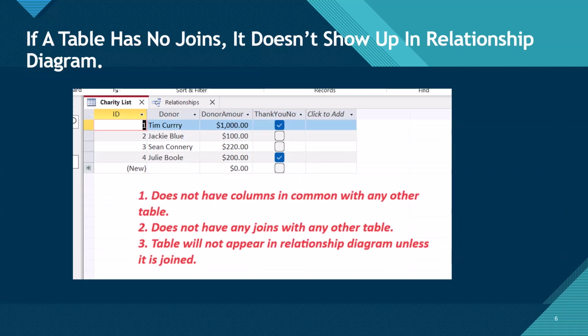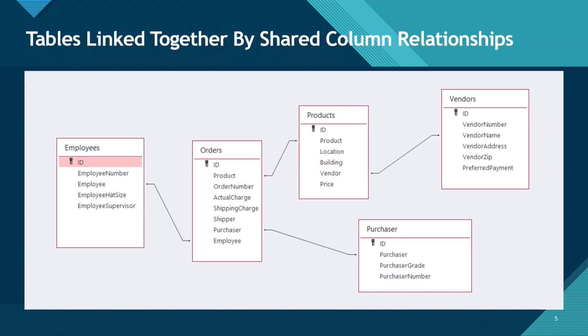So all the tables we've seen have been joined, of course. They share columns. Orders shares an employee column with the employees table. It shares a product column with the products table. It shares a purchaser column with the purchasers table. And of course, products shares a vendors column with the vendor table. Now, of course, the columns in each of those two columns in the match may be slightly different.